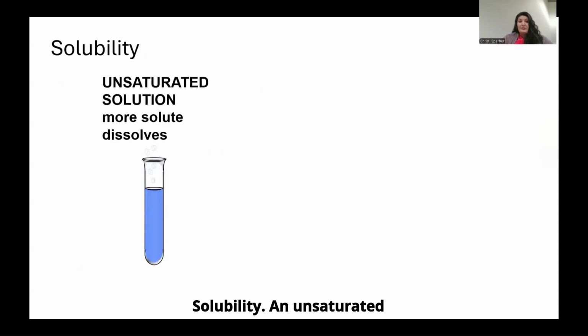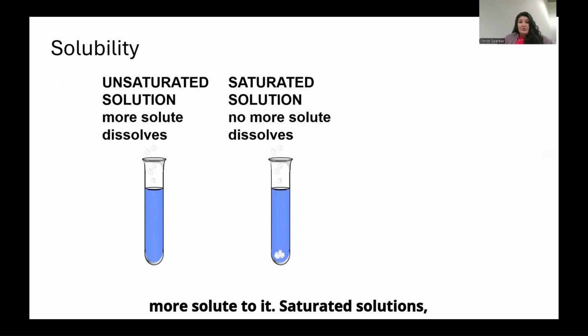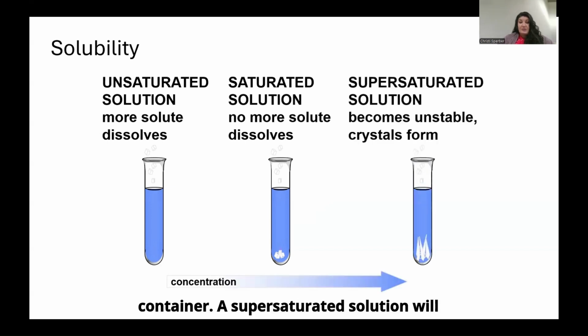Solubility. Solubility is the maximum grams of solute that will dissolve in 100 grams of solvent at a given temperature, and it varies with temperature. Unsaturated solutions, you can add more solute to them. Saturated solutions, no more solute will dissolve. In a saturated solution, any additional solute added will sink to the bottom of the container. A supersaturated solution will become unstable and crystals will form. So if you heat it up to a certain temperature, add more solute to it, and bring it back down to room temperature, it is unstable because there's too much solute in there and it will start precipitating out of solution.